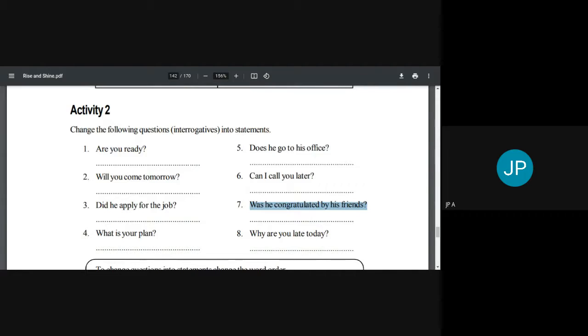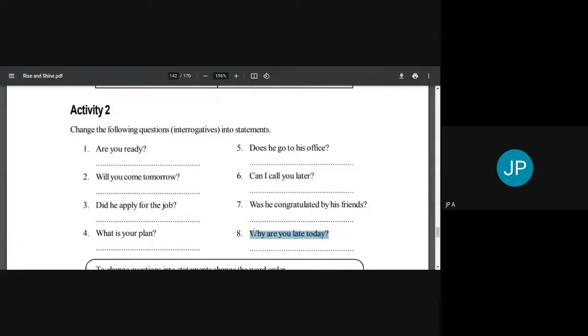Was he congratulated by his friends? Again, you can just remove the question mark, change the structure, and it becomes a statement. Yes, he was congratulated by his friends. That's correct.